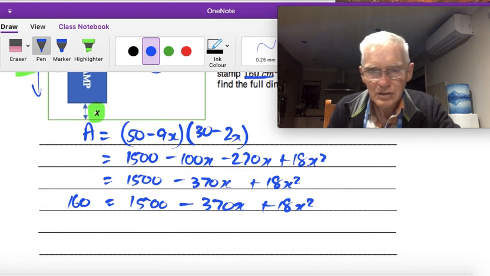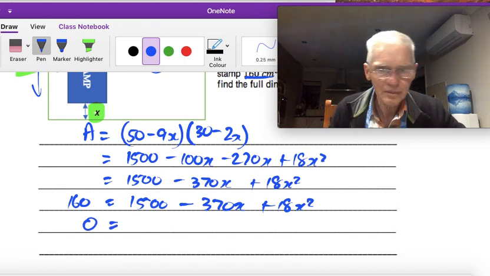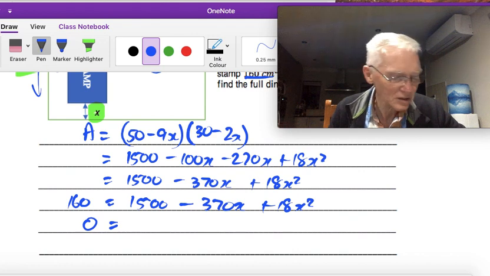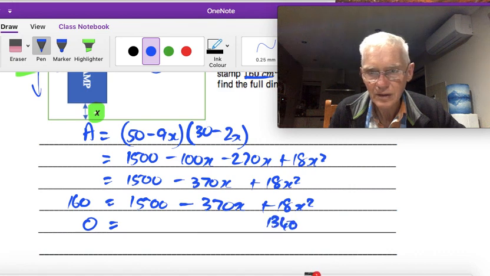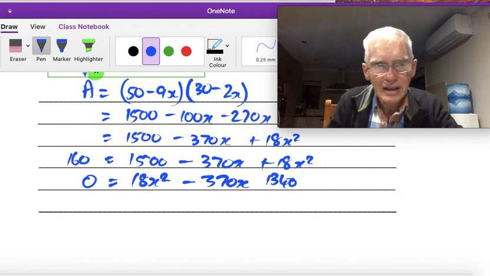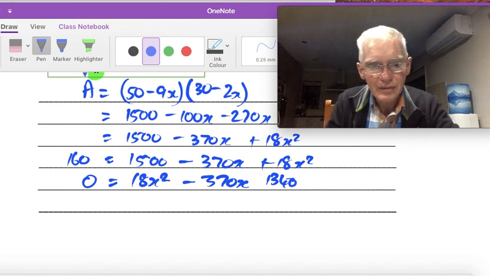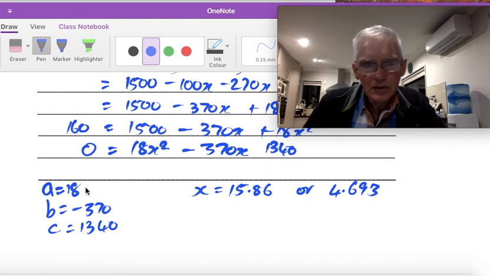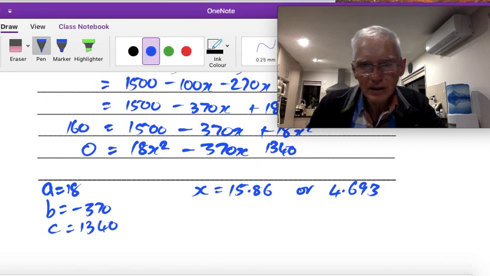Now, to make it equal 0, I have to shift the 160 to the other side. And so I take 1500 minus 160 off, and I get 1340. I'm going to put my 18x squared at the front minus 370x. You can solve that with the quadratic formula or your calculator. It won't factorize easily, and see what you get. So using a equals 18, b equals negative 370, c equals 1340, we get these two answers.